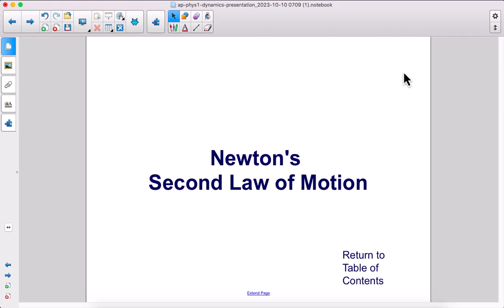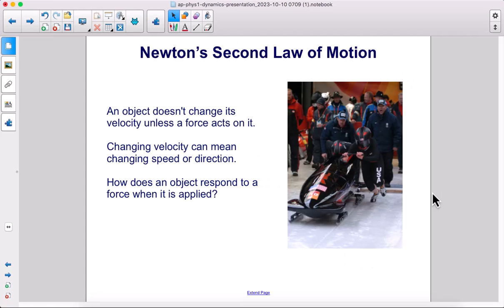Newton's second law of motion. An object doesn't change its velocity unless a force acts on it. Changing velocity can mean changing speed or direction. How does an object respond to a force when it's applied?